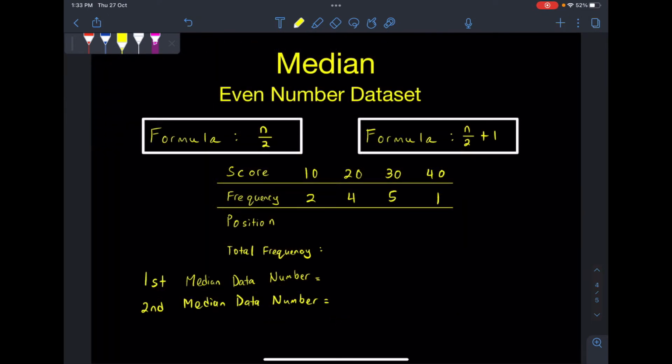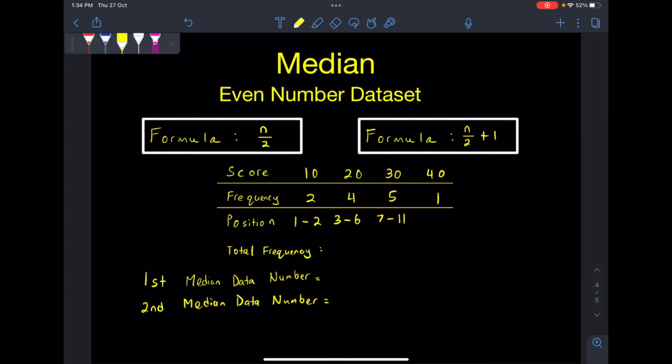So to find a median for even number data sets, we have two formulas that we need to use, which is n over 2 and n over 2 plus 1. We have a question here that says 10, 20, 30, 40. The frequency is 2, 4, 5, 1. As always, let's go and find the position first. The position will be from 1 till 2, 3 till 6, 7 till 11.